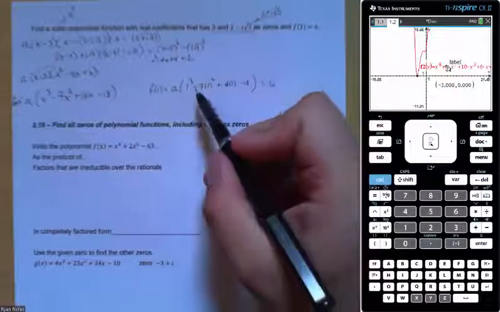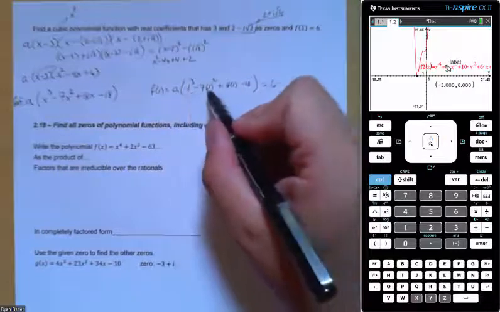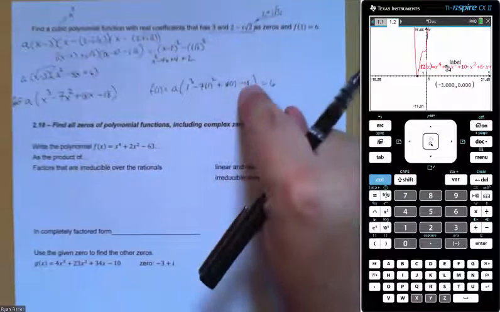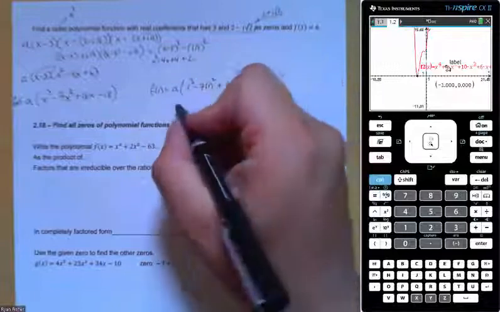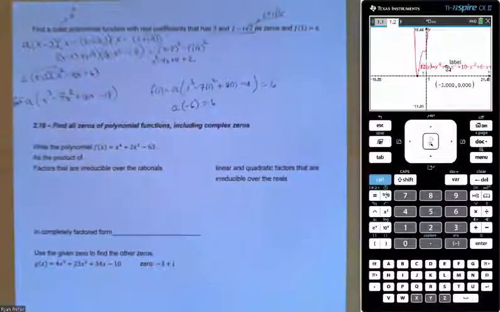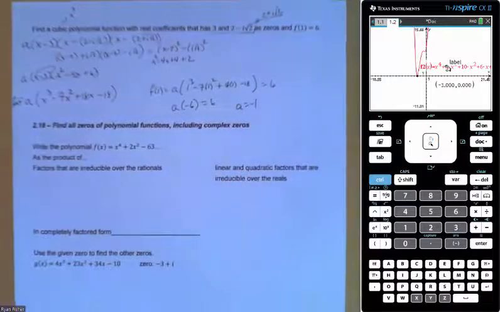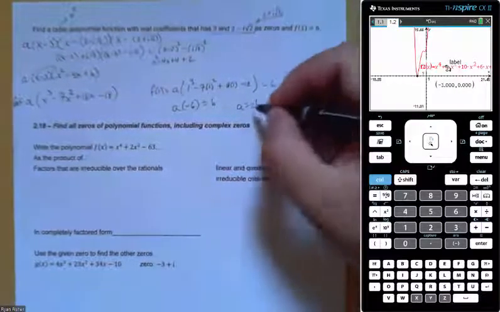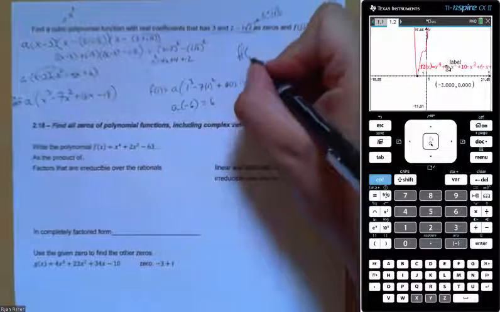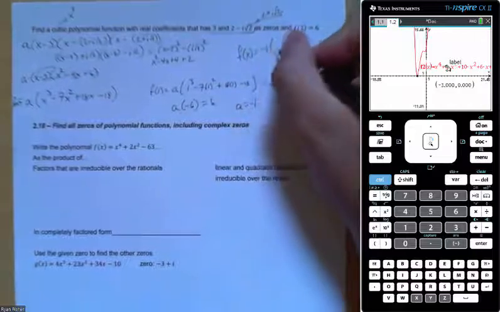Let's see, what is this? 1 minus 7 is minus 6. 18 minus 18 is 0, so this is a times minus 6 is equal to 6. So a equals minus 1. What this tells me is that the polynomial that fits this description is minus 1 times x cubed.